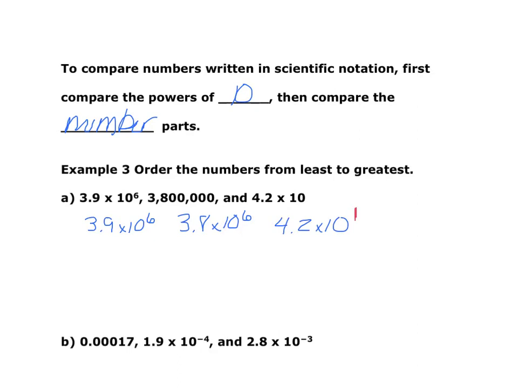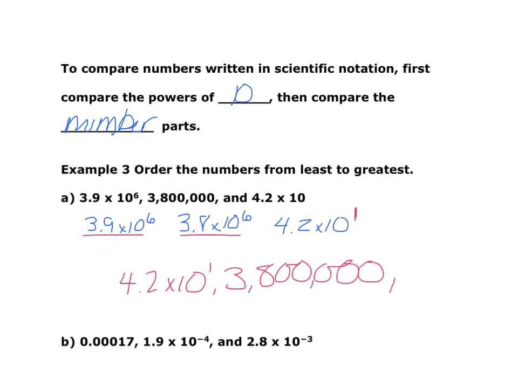So the smallest number right away is going to be 4.2 times 10, and you can put the first power if you want. Then for the next number, we have to decide which number is bigger of these two. When I look at it, they're both to a power of 6, but 3.9 is bigger than 3.8, so I'm going to write 3,800,000 for my next biggest number. Then my last number is the only one that's left, 3.9 times 10 to the 6th.